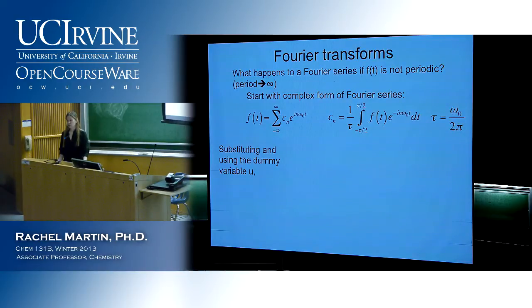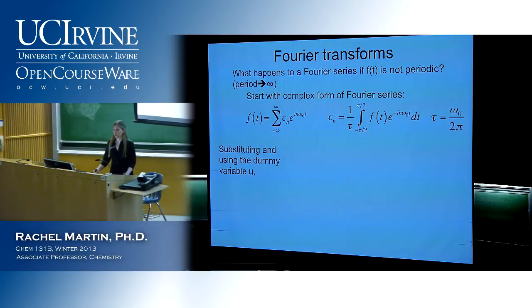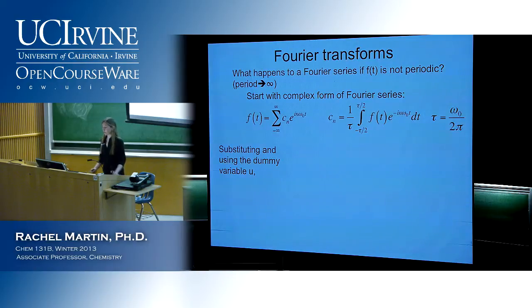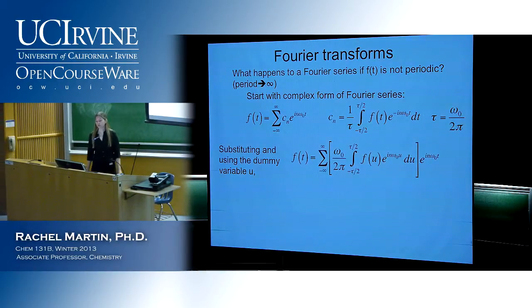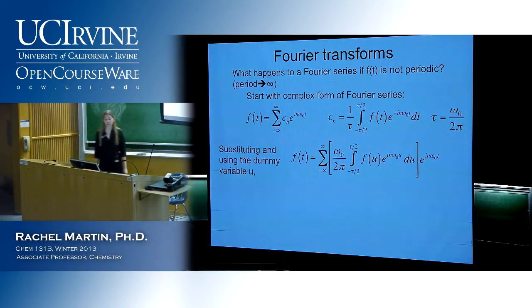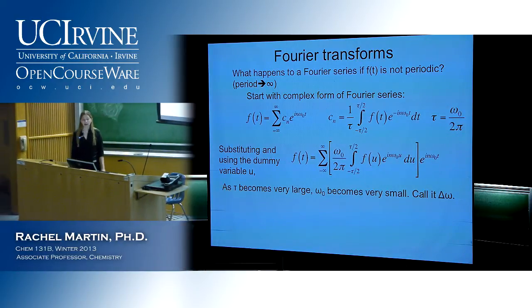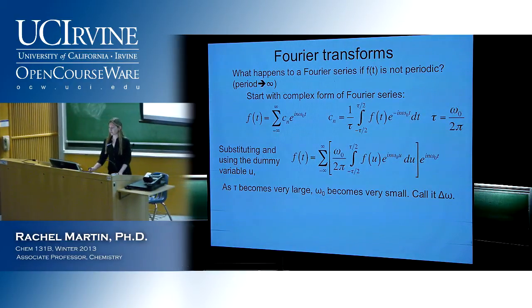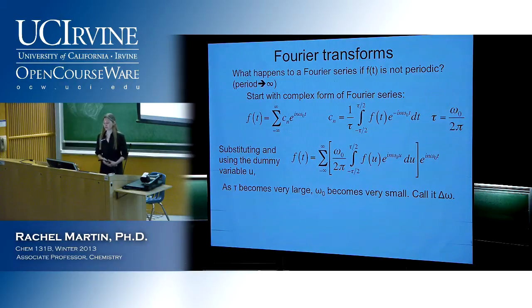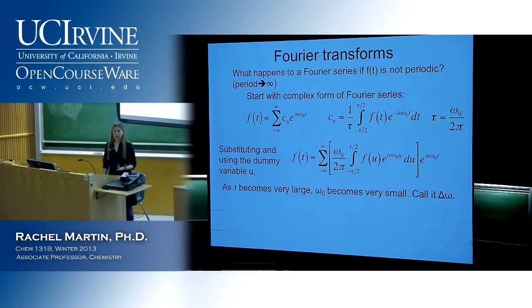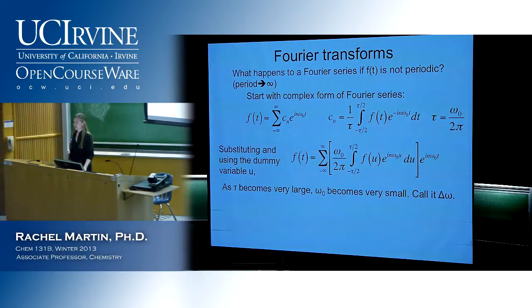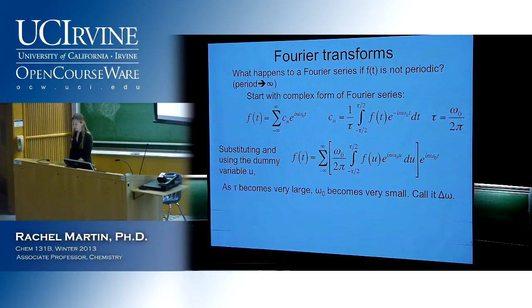And to do that, we're going to substitute and use a dummy integration variable, which I'm going to call u. I'm doing that just so that I don't get confused between the t in this integral and the t in this sum, which otherwise might cause some problems, because we have to evaluate that integral and then stick it back into the sum to get the answer. Okay, so now I'm integrating that in terms of u. And I'm going to say, okay, what happens if the period of this function becomes very large? That means that omega naught, its frequency, gets very small. They have an inverse relationship. And so I'm going to call that delta omega. It's just a very small frequency.